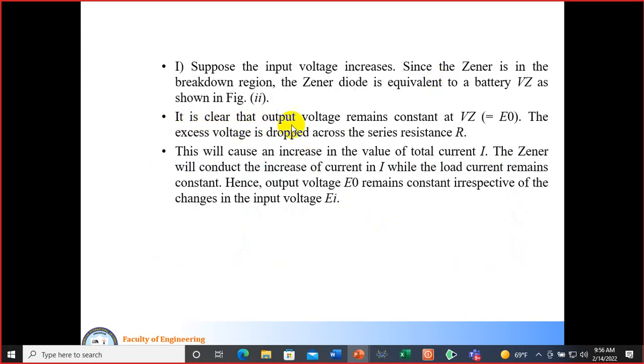It is clear that the output voltage remains constant at VZ equal to E0. The excess voltage is dropped across the series resistance R. This will cause an increase in the value of the total current I. The zener will conduct the increase in current I while the load current remains constant. Hence, the output voltage E0 remains constant irrespective of the changes in the input voltage EI.